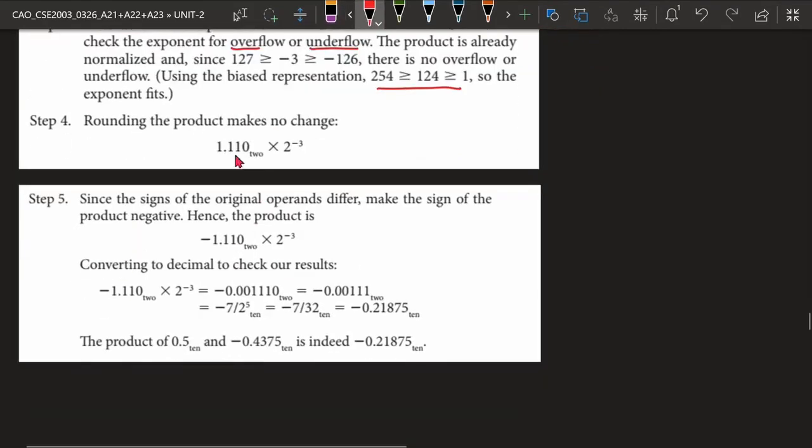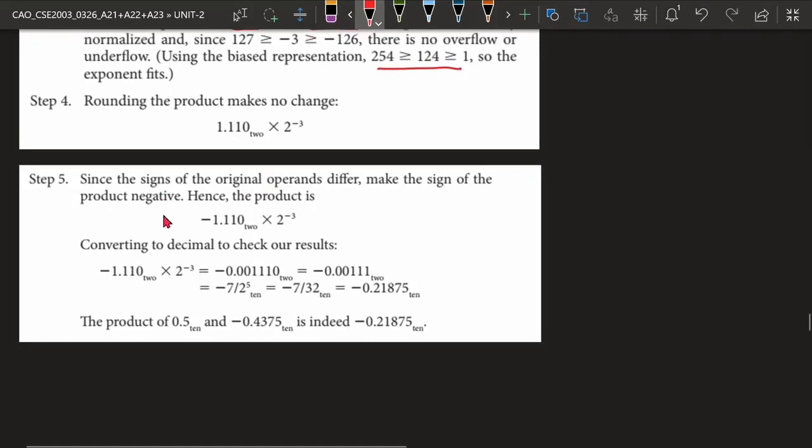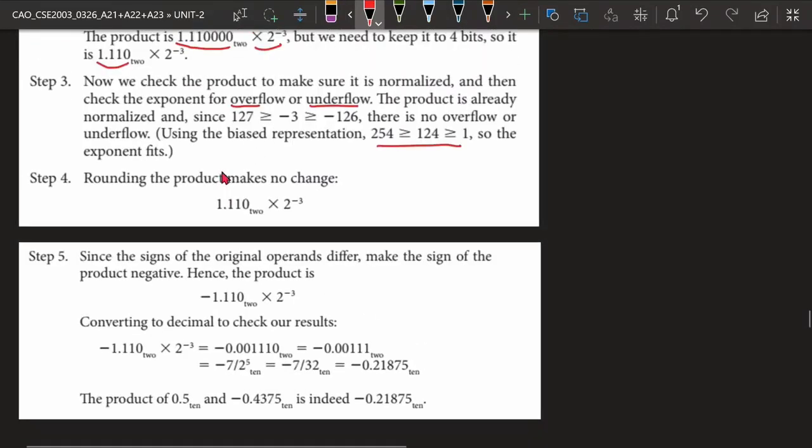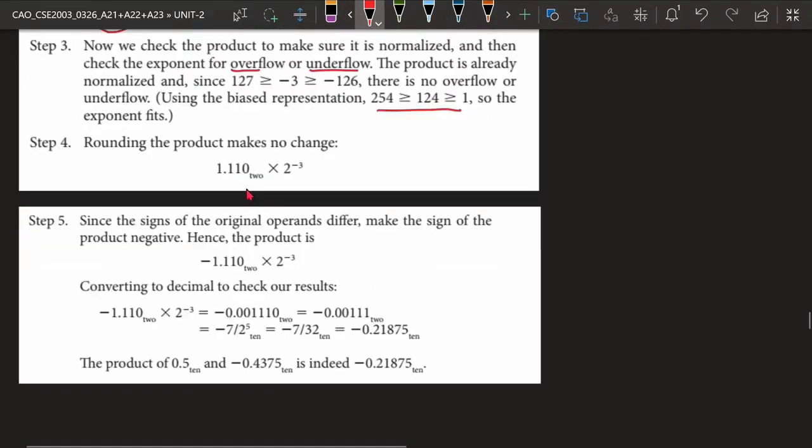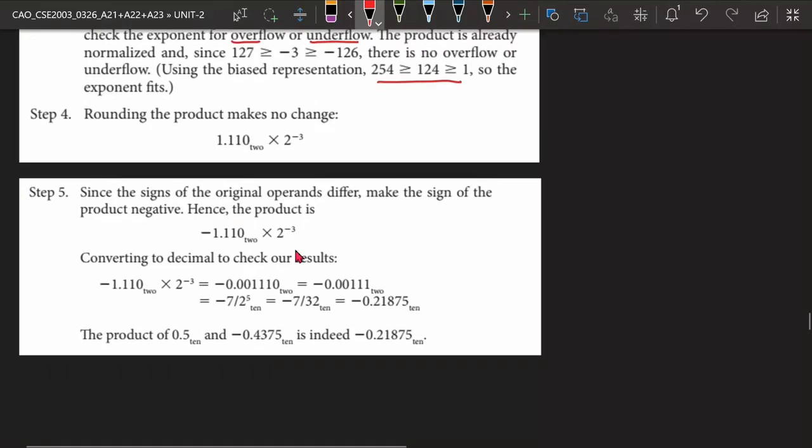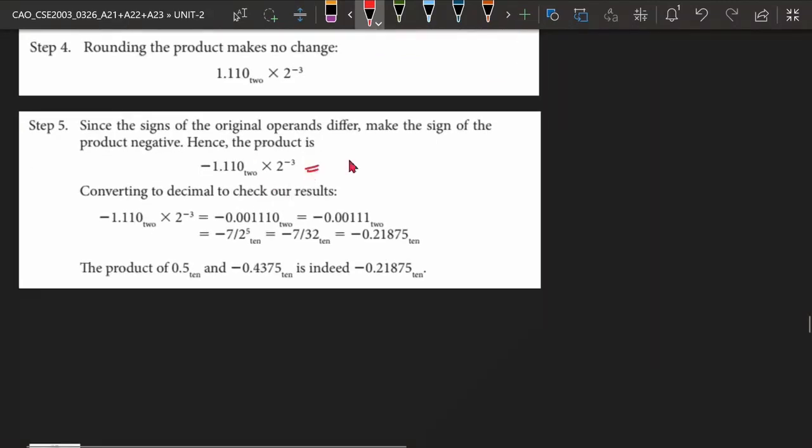And finally, the sign. Okay, the sign is different. Both the numbers, one is negative, one number is positive. After multiplication, the result will be negative. So this will be the final result we will be having.